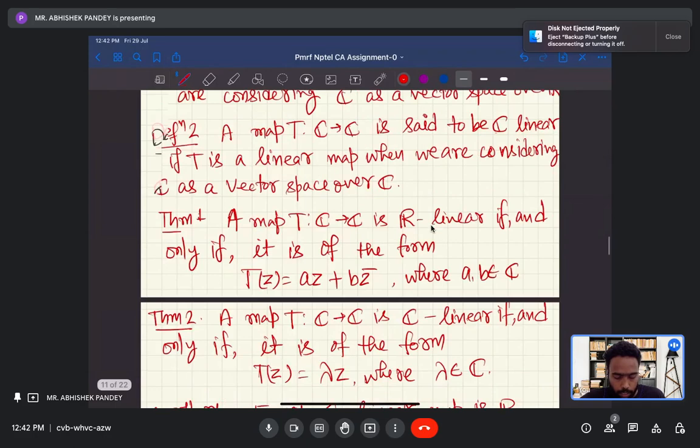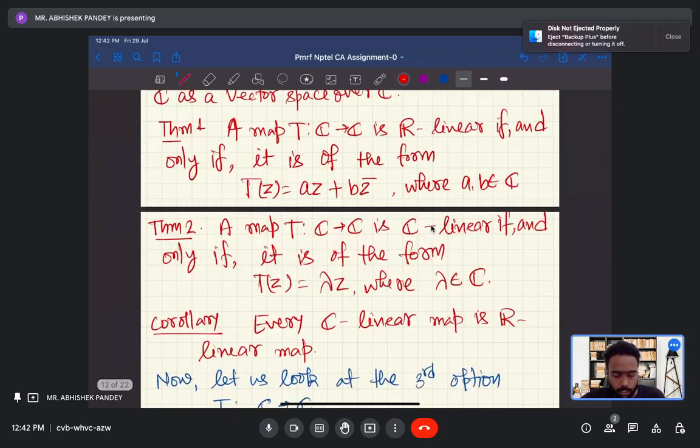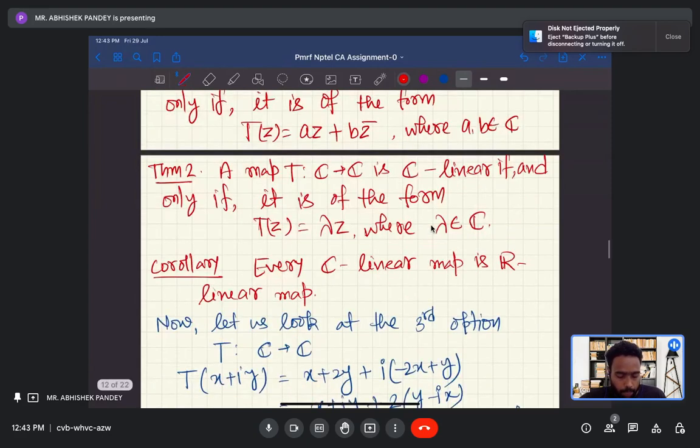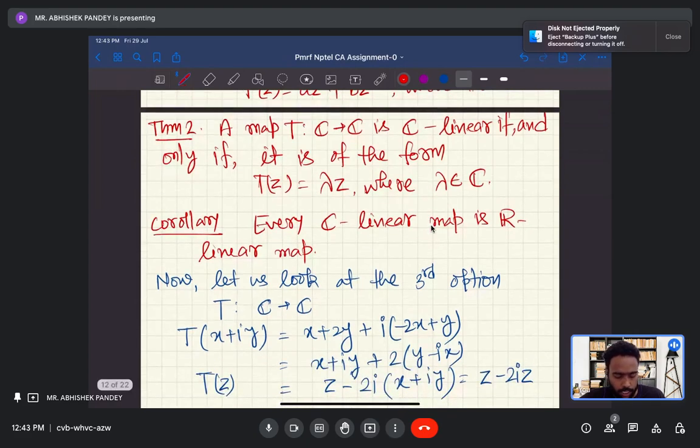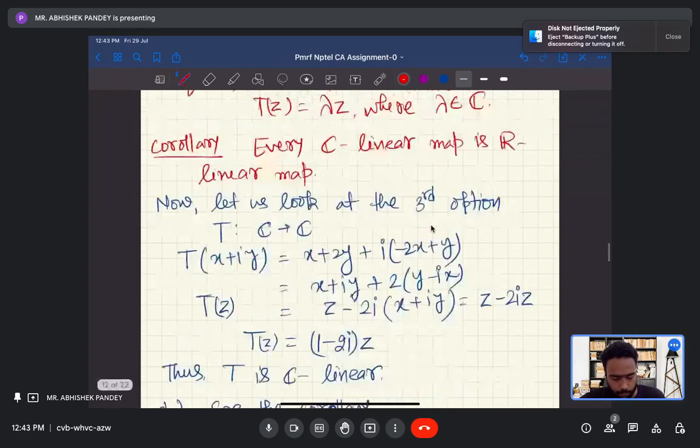And this is the theorem. One can easily prove that a map T from C to C is R linear if and only if it is of the form az + b z̄. And similarly, a map T from C to C is C linear if and only if it is of the form T(z) = lambda z. So this gives the following corollary: every C linear map is R linear map.